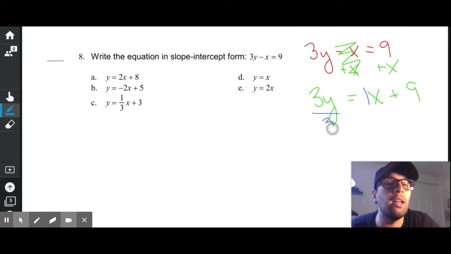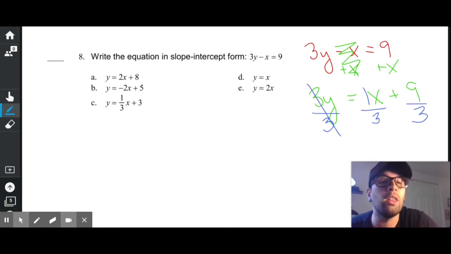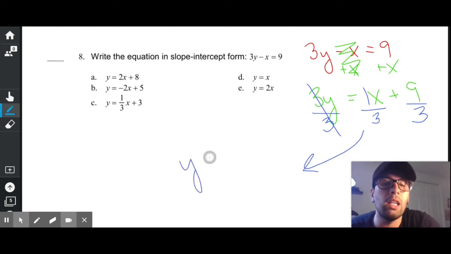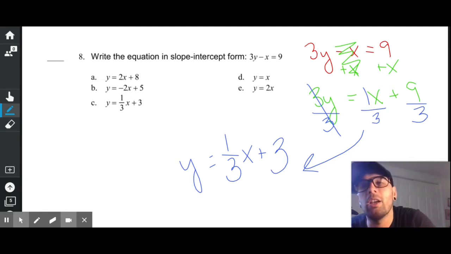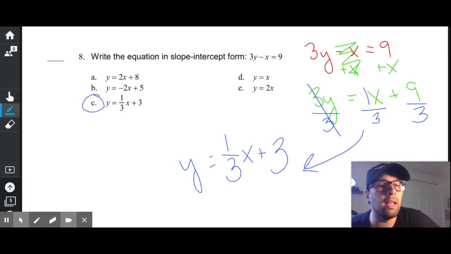Now, when I divide everything by 3, I don't have just x over 3, because if I look at my answers, x over 3 is not an option. I have, and let me write everything over here, y equals 1/3 x plus whatever 9 divided by 3 is. I think I can handle that one. And that's going to be C, another C. Or was it B last time? I don't remember. Okay, that's how I write that equation in slope-intercept form. Fun.